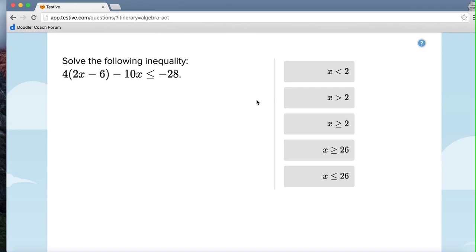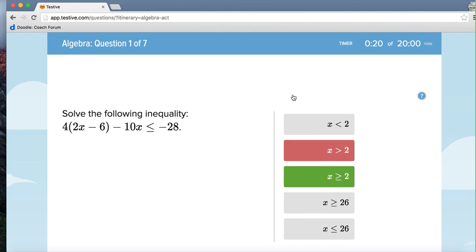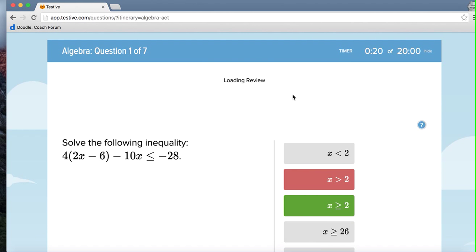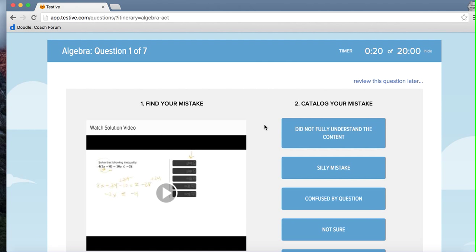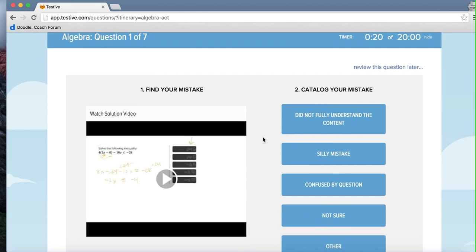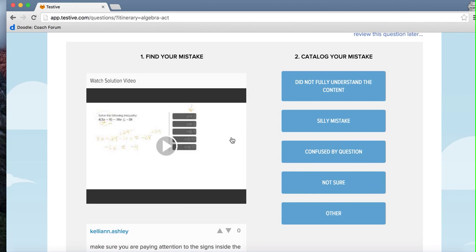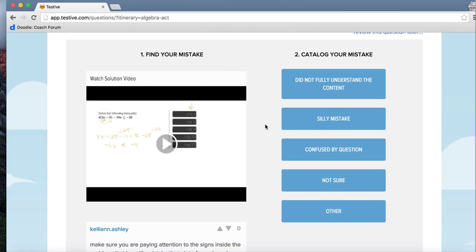And of course, if we're practicing on Testive earnestly, we want to try and get the answer right. But for the purpose of this exercise, I'm going to show you what happens when you get a question wrong. So I chose an answer. Oh no, I'm wrong. But that's actually a good thing, especially early in your prep, because you'll be exposed to our review page. On the review page, we'll show you a video made by an instructor who will tell you exactly why you got the question wrong and what you should look for, and a place to catalog your mistake. So we're going to assume that every time you get a question wrong, you watch the really helpful video right here and catalog your mistake.